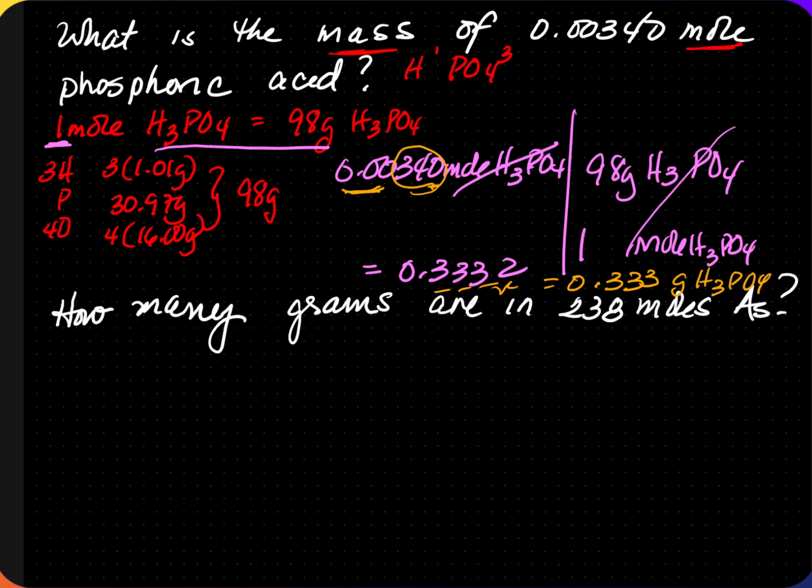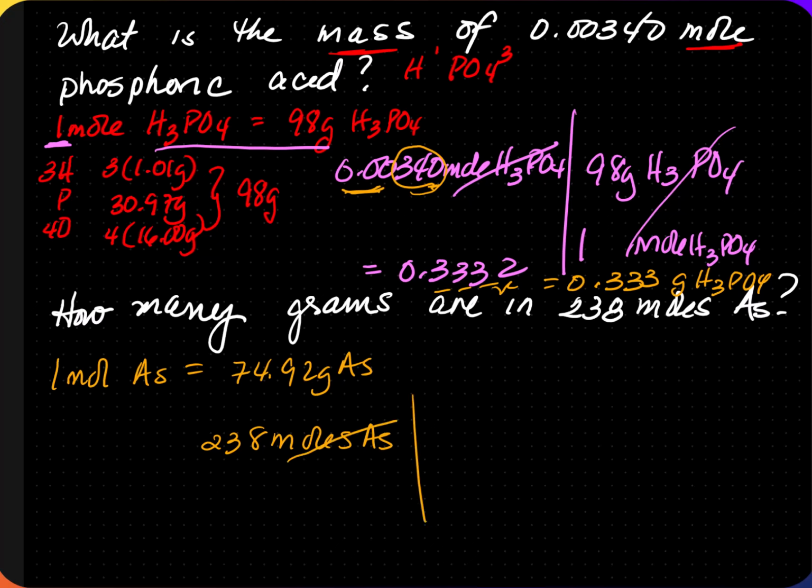Next one, we're doing the same thing. We have 1 mole of arsenic, which is equal to 74.92 grams of arsenic off the periodic table. Let's start with what's given, which is 238 moles of arsenic. Diagonals need to be the same. Moles of arsenic. The number in front of moles is 1. It is equal to 74.92 grams of arsenic.